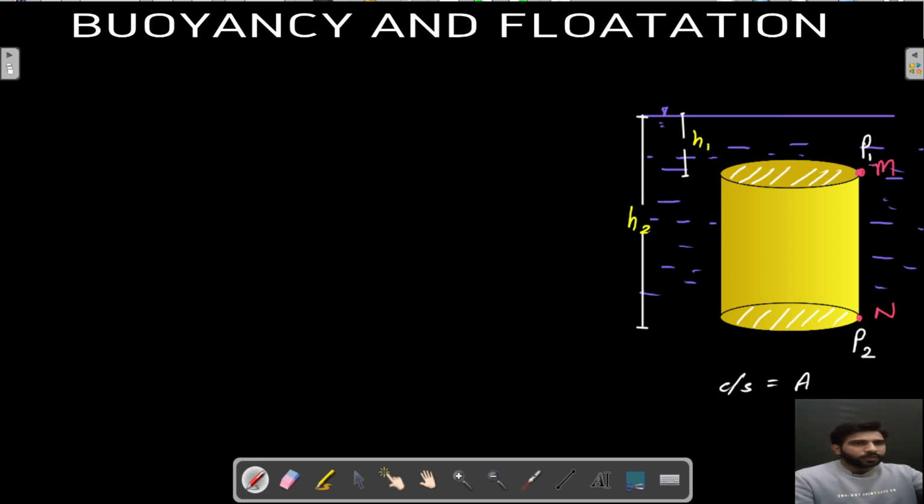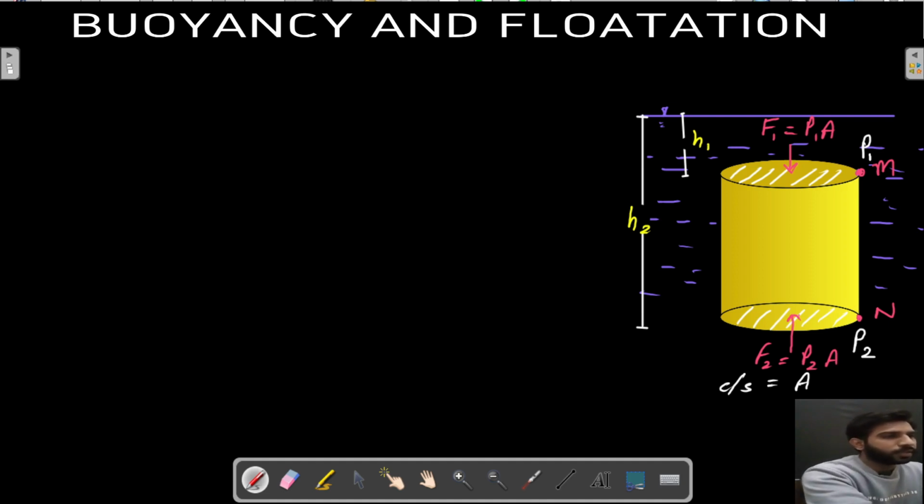Now due to this pressure P1, we get a vertical upward force here, that is F1, and F1 will be equal to pressure into area, so F1 will be equal to P1 into A. Due to P2 at this surface, we get another force, F2, that is equal to P2 into A, because force is equal to pressure into area.